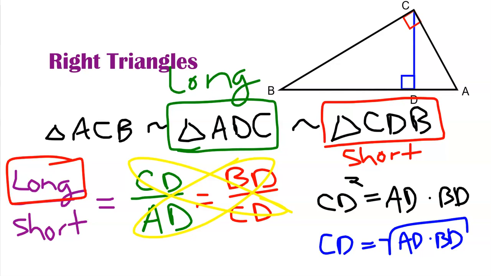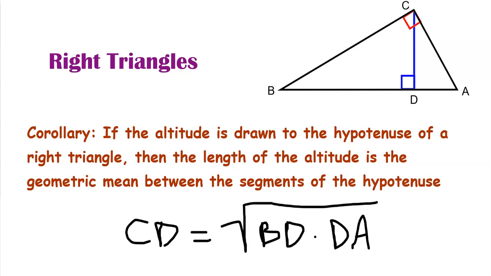And that is an important corollary to the theorem that we saw, corollary being something easy that can be shown using the theorem that we had before. So this corollary says if the altitude is drawn to the hypotenuse of a right triangle, then the length of that altitude is the geometric mean between the segments of the hypotenuse. That is, if CD is the altitude from right angle C, then its length is the square root of BD times DA. Go ahead, pause the video, copy this down. We'll do a quick example and then move on to two more explorations.